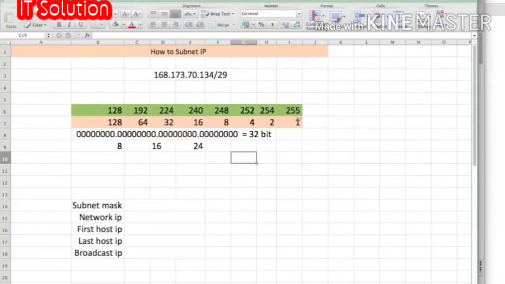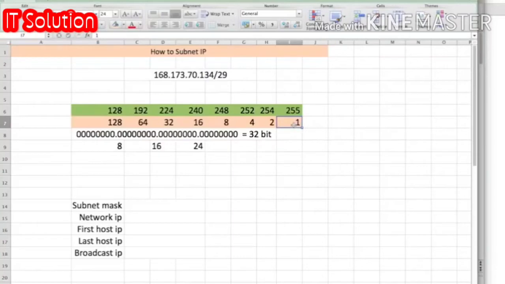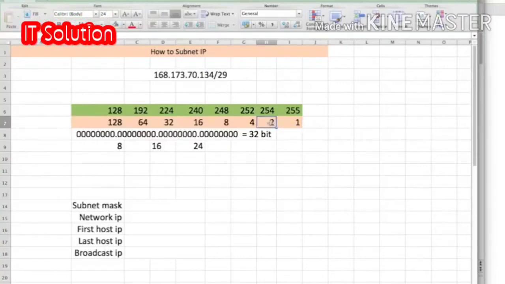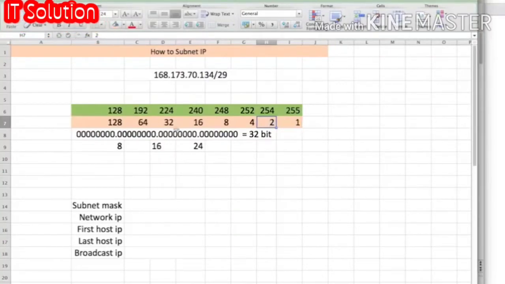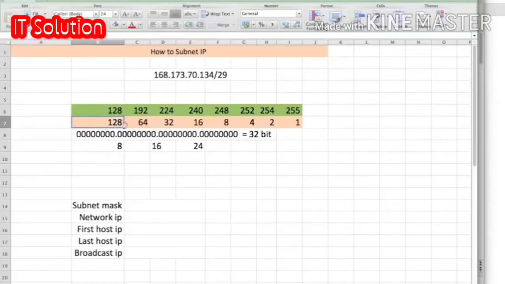And underneath that, starting under 255 from right to left, you write down 1, then you write down 2, and the rest is just power of 2 as you go forward. So 1, 2, 4, 8, 16, 32, 64, and 128. And as you can notice, they're right above each other.